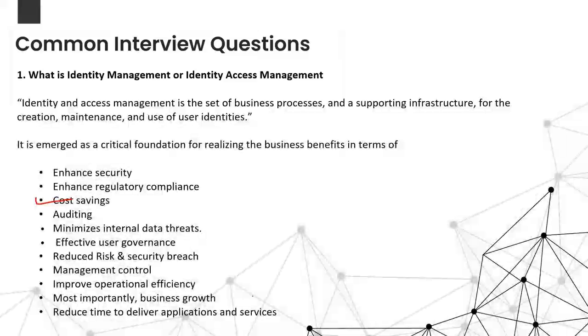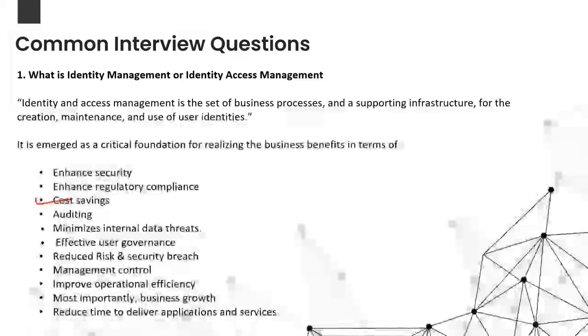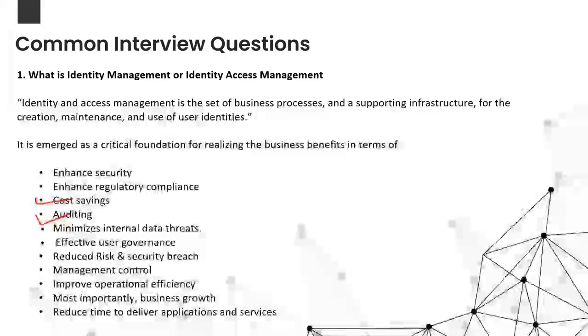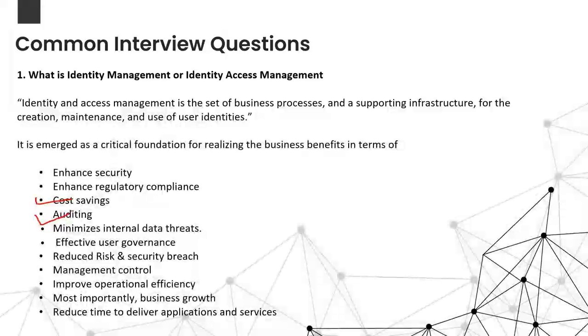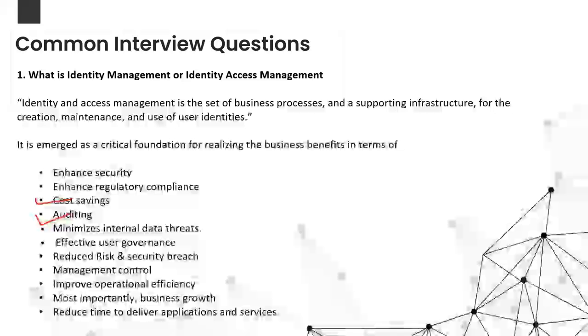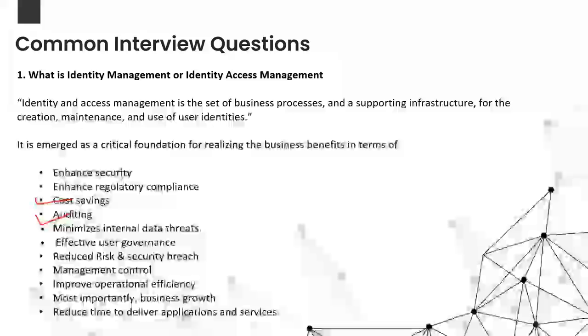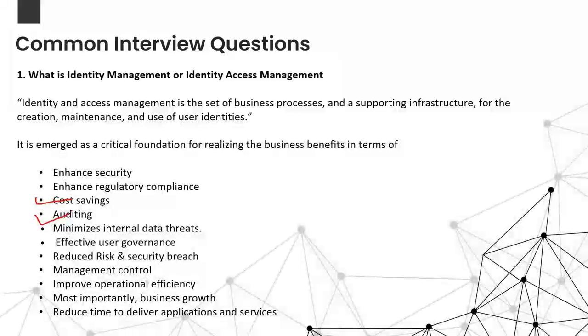Next, auditing. Proper auditing can happen inside the organization. An automatic audit process is achievable if you have a proper IGA solution. Then, minimizing internal data threats and risks: any identified threats happening inside the organization can be minimized if you have these IGA solutions in place.